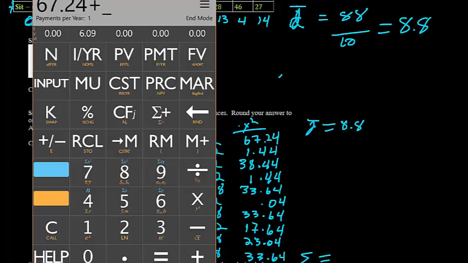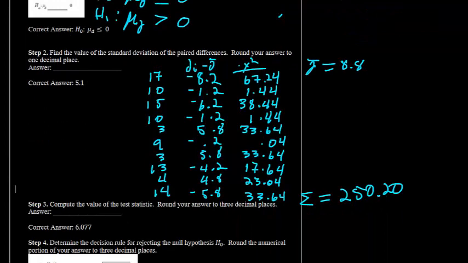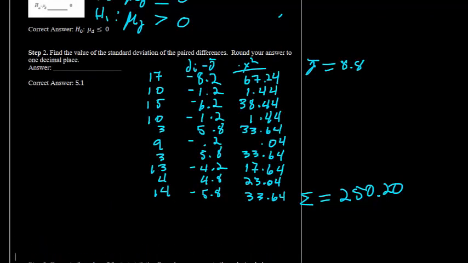67.24 plus 1.44 plus 38.44 plus 1.44 plus 33.64 plus 0.04 plus 33.64 plus 17.64 plus 23.04 plus 33.64 equals 250. Now we're going to make sure that they're all the same weight.